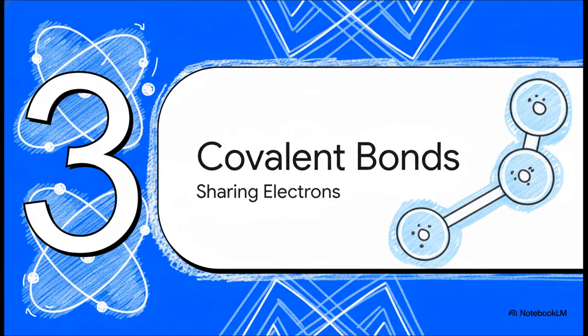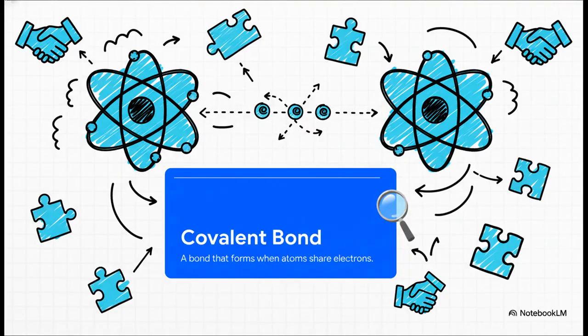Okay, so that's the giveaway strategy. But what if an atom can't just give or take an electron? What if the best way forward is cooperation? Well, that's where covalent bonds come in. And for this one, the key word is share. Instead of a transfer, two atoms decide to share a pair of electrons. They form a bond that holds them together. Nobody actually gives anything away for good.